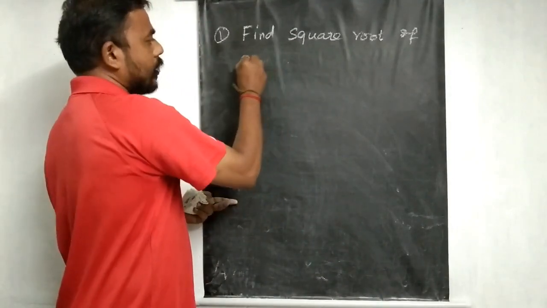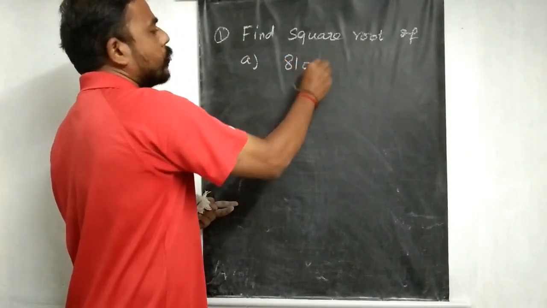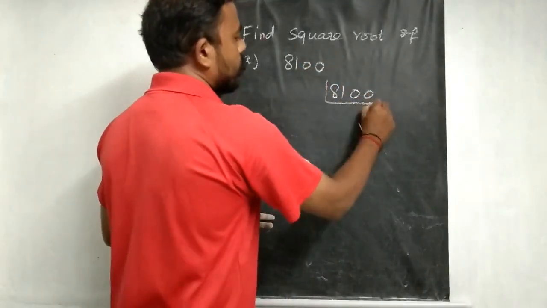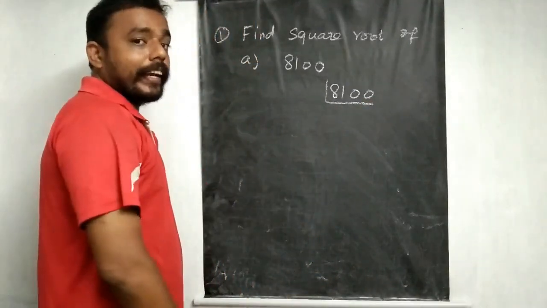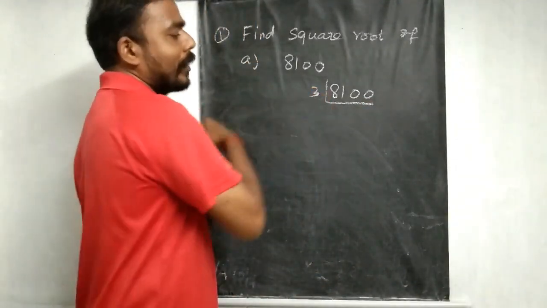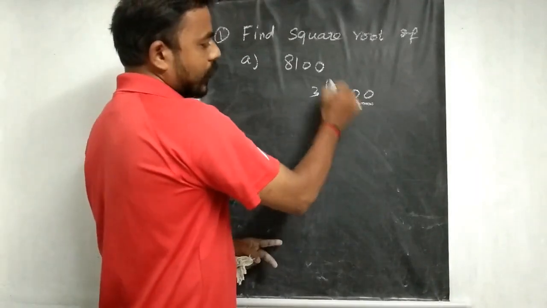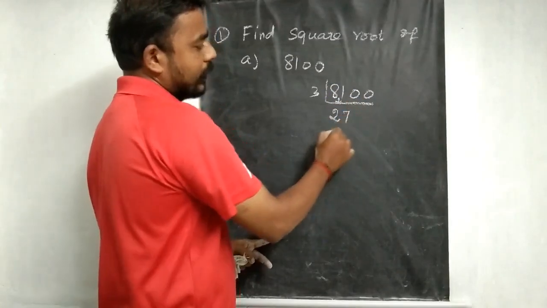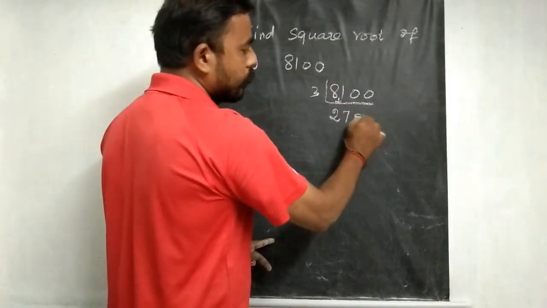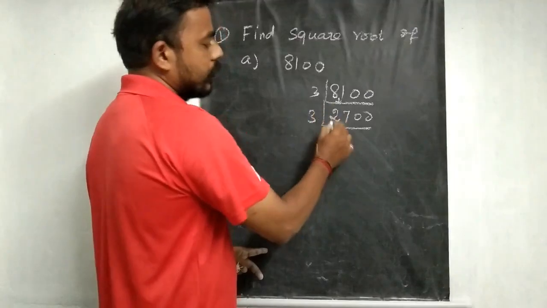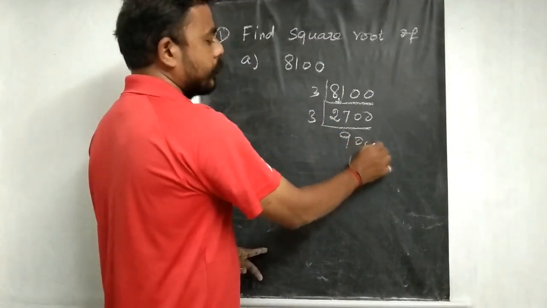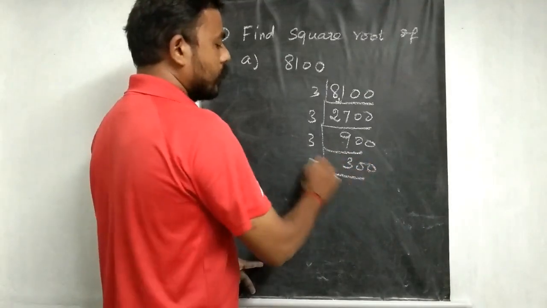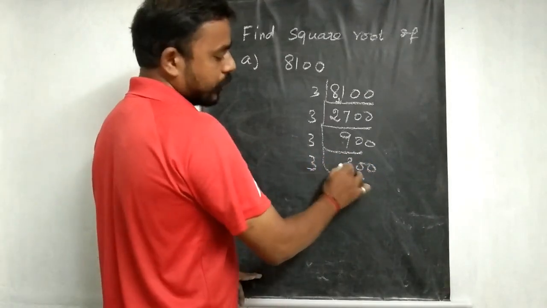Find the square root of, suppose, 8100. 8100. 81 already we know, 9 9s are 81, but use only the prime number 3. So 2 3s are 6, remaining 2. 7 3s are 21 into 3. 9 3s are 27 into 3, 3 3s are 9 into 3, 3 3s are 1, so 1.